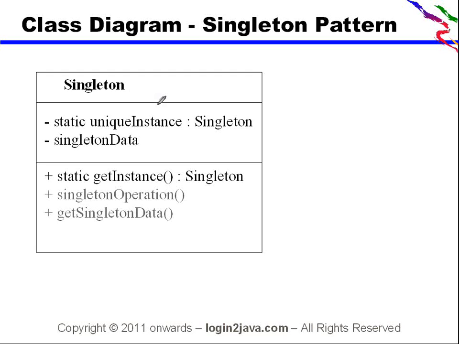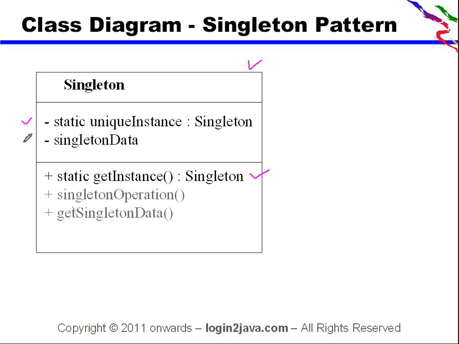So the class diagram is the simplest one. Only one class is there. This is a static unique instance, singleton. The class name is Singleton, and singleton data is there, which is basically the requirement or the usage of this particular singleton class. And there is one method, static method, that is getInstance. Other methods you can have for the operations and for getting and setting the data.